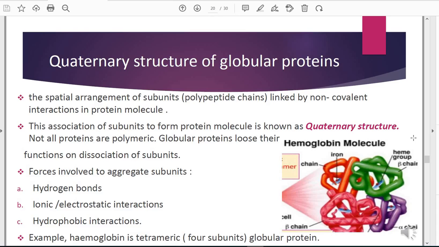The forces that stabilize the quaternary structure are برضو bonds. The types of bonds stabilizing the quaternary structure are hydrogen bonds, ionic or electrostatic bonds, and hydrophobic bonds. يبقى only 3: hydrogen bonds, ionic electrostatic bonds, and hydrophobic bonds.